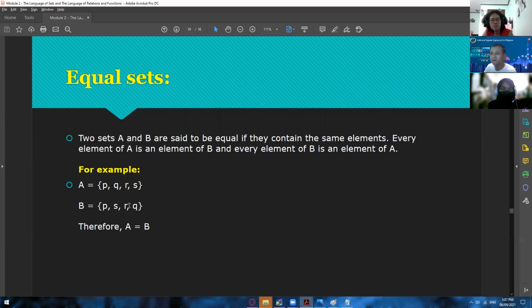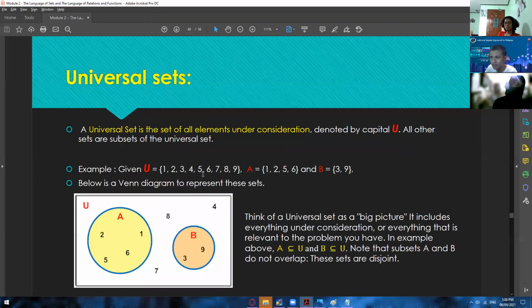And then the one where they must have the same elements, this is not what we were just talking about. That one we call equal sets. Let's say A is equal to {P, Q, R, S} and B is {P, S, R, Q}. Therefore we can say that set A is equal to set B. Again, the arrangement doesn't matter, so those two are equal. And at the same time, you could say that they are equivalent also, since they have the same count of elements, or they have the same cardinality. Okay, so I hope we're clear with the equal sets.